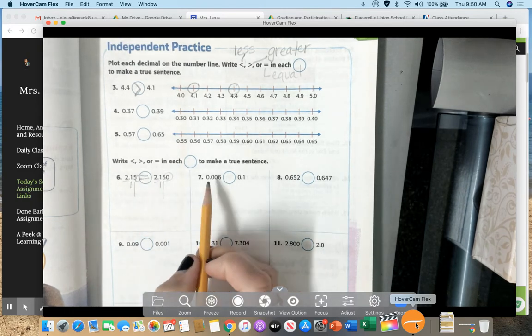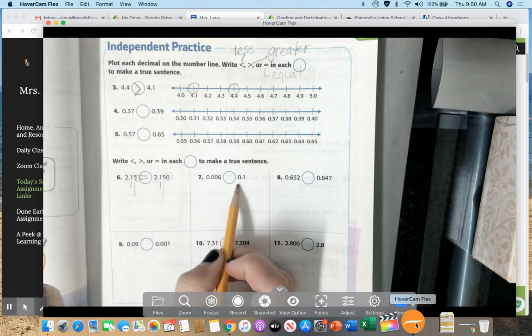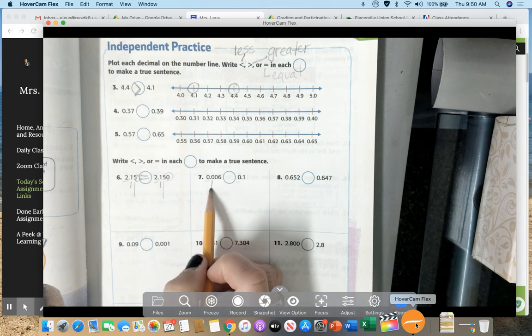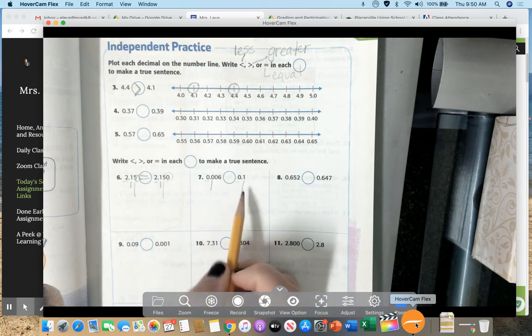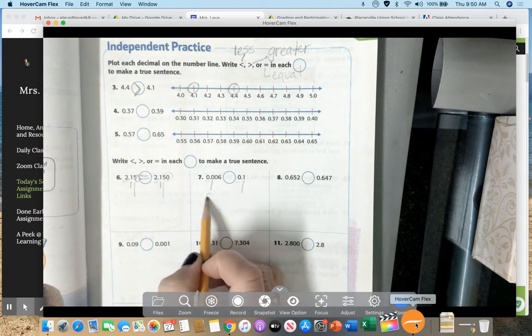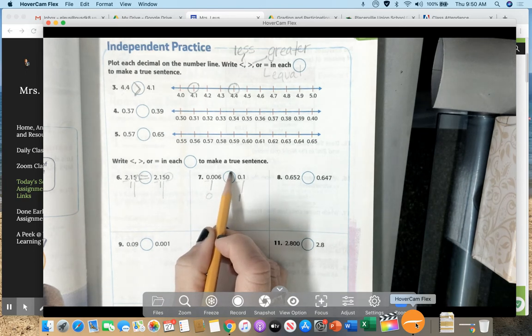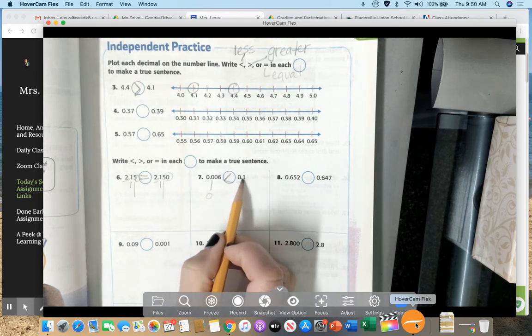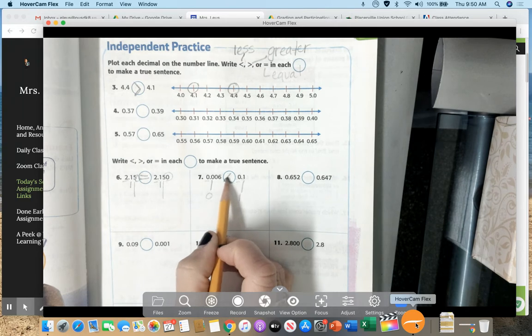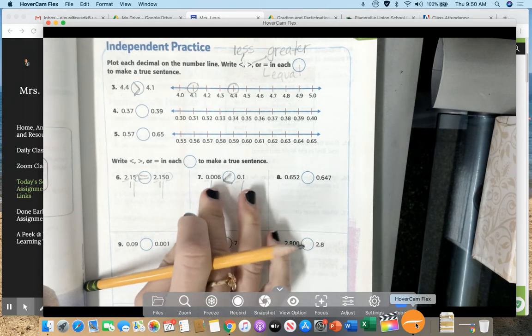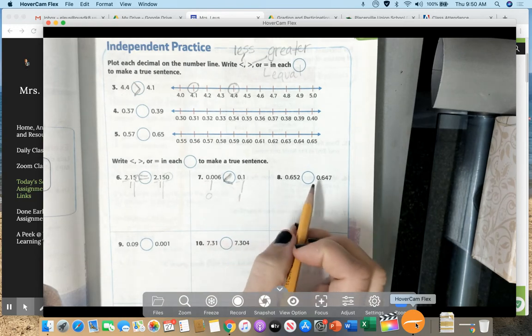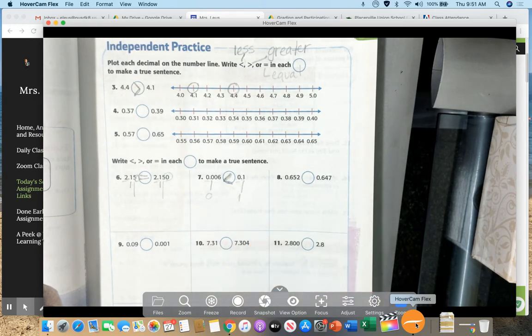Number 7. I have a 0 in the ones and a 0 in the ones place. I have a 0 in the tenths and a 1 in the tenths. So I'm comparing 0 to 1. 0 is smaller. So 6 thousandths, that's how I would say this digit, is less than 1/10. I know that because we compared place value by place value, digit by digit. I'll go ahead and do number 8 as well, and then you guys can do the rest.